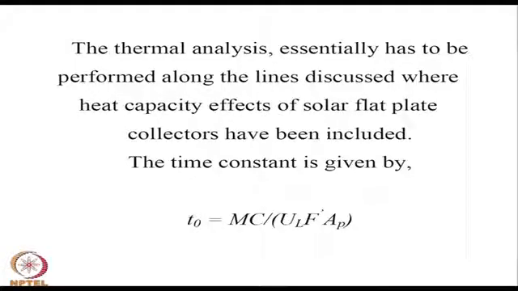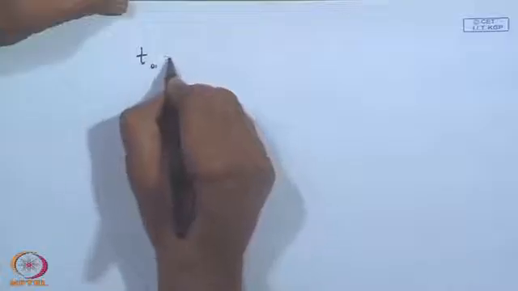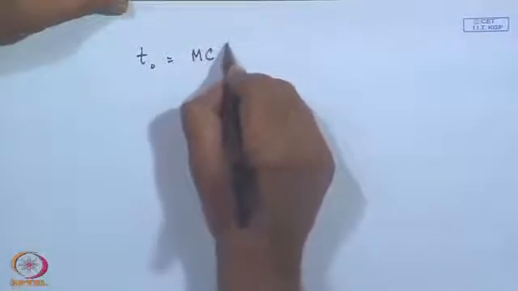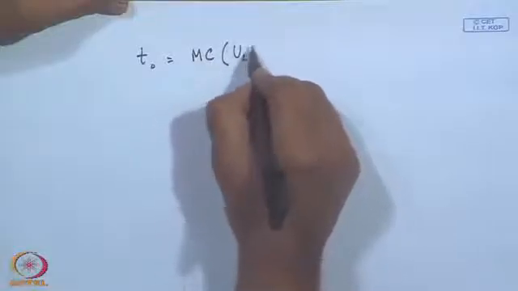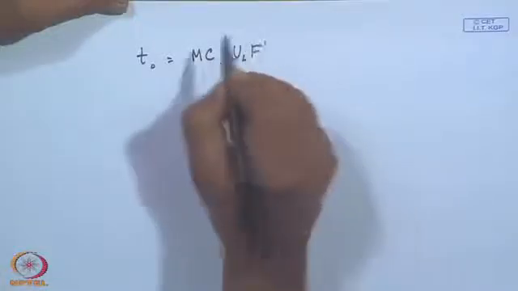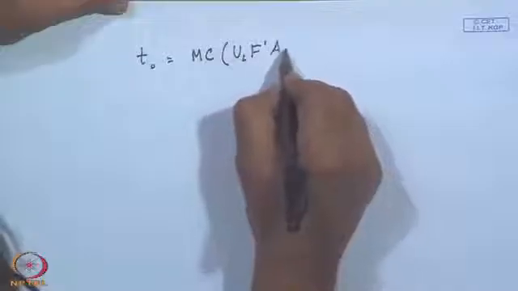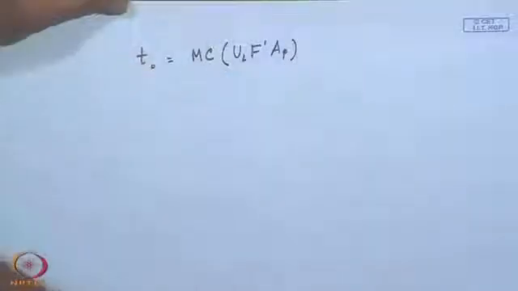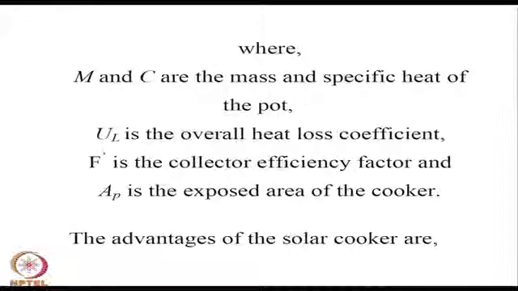So, the time constant for this is given by mass m, specific heat C times overall loss coefficient UL and a sort of collector efficiency factor by the area of the aperture. M and C are the mass and the specific heat of the pot, and UL the overall heat loss coefficient, F dash the collector efficiency factor, and AP is the exposed area of the cooker.